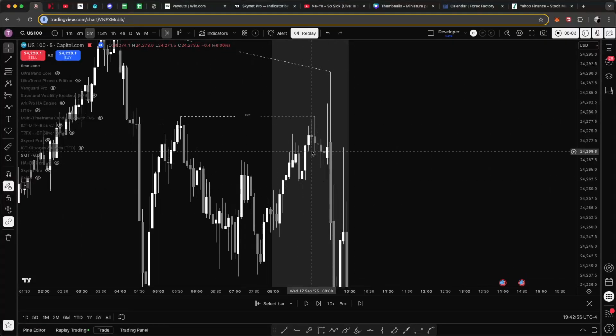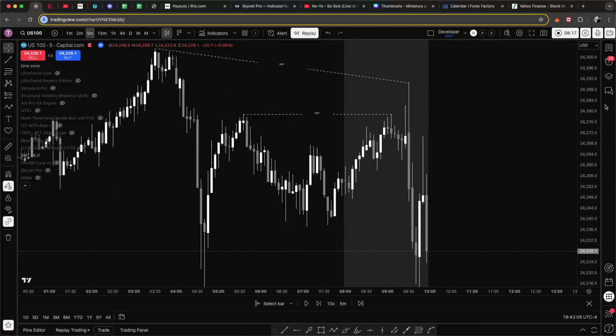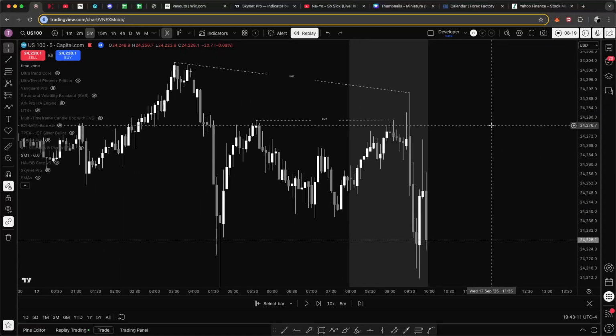Now, do we take it? How can I actually take a trade in here? That's the point, right? How can I use this SMT to take a trade? Well, there are plenty of ways. One of those is, of course, you need displacement. What is displacement? A big move, a big momentum candle, a big candle, whether it's bearish or bullish.